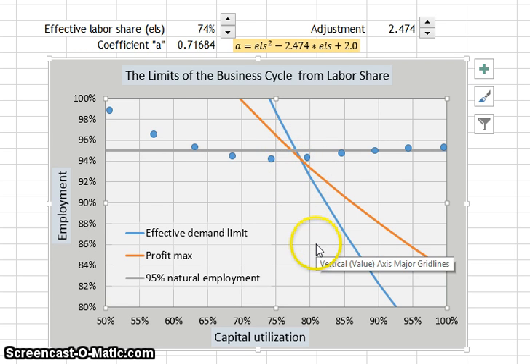Now, there would be a lot more to say about this graph, but I'm going to leave it right there. All right.